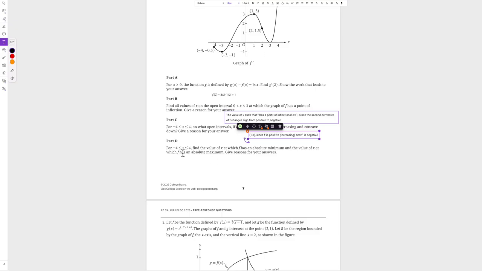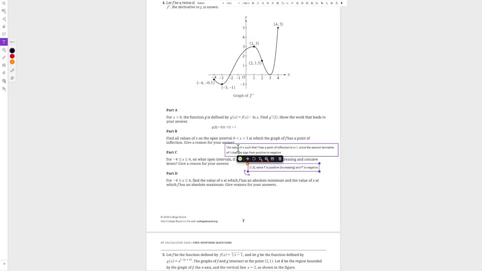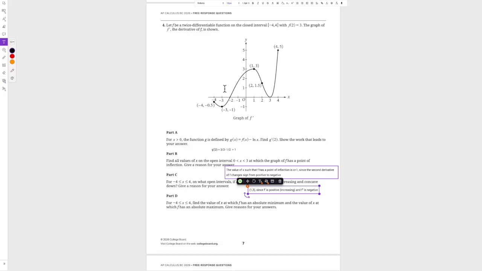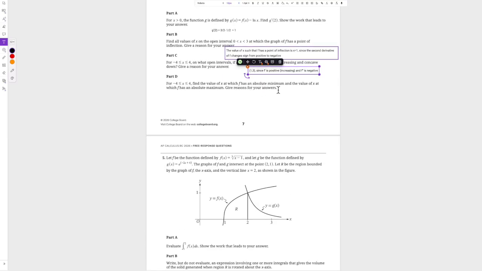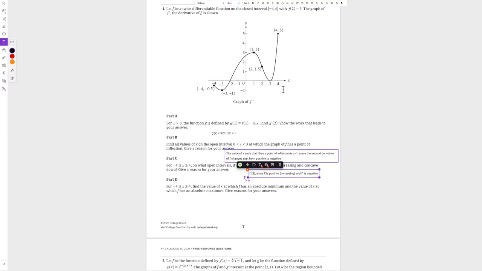And part D. For negative 4 to 4, find the value of x at which f has an absolute minimum and the value at which it has an absolute maximum. So this is the value of f prime. In order to find the value of f, what we're going to be doing is just taking the integral. We're going to integrate under this area. This area represents the relative amount that we can get to f. And we have an initial condition here, which is great. But how do we find out what the absolute minimum or absolute maximum are?